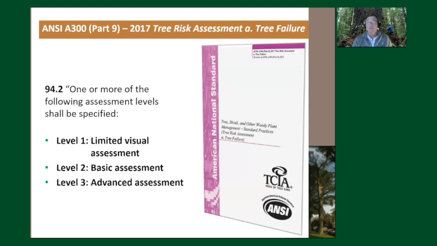The guide also outlines 3 different levels of risk assessment. And they're specified here. Level 1, which is a limited visual assessment that could be a drive-by or a flyover, a utility corridor. When you're really starting to do something more substantive, you get to level 2, the basic assessment, which requires a 360-degree view of the tree, looking at all sides and taking all things into consideration.